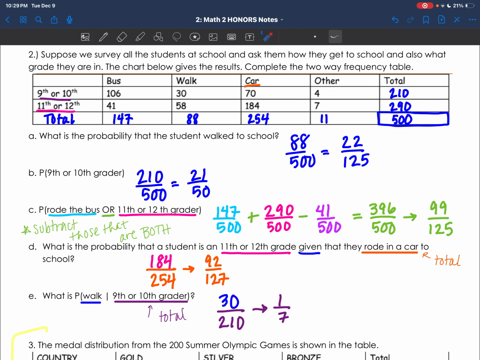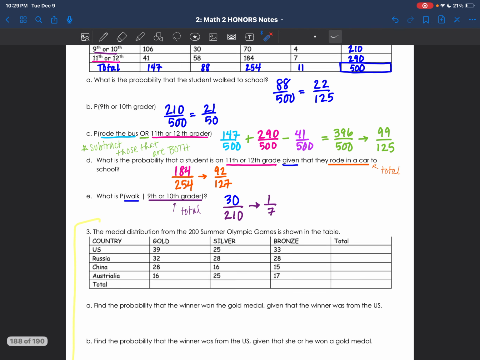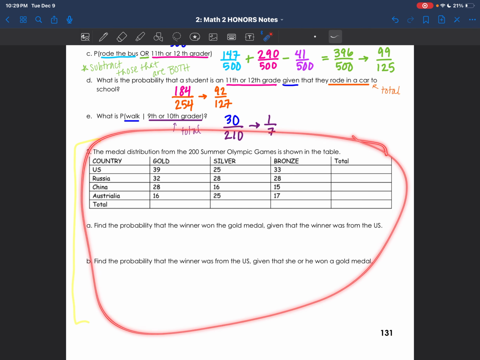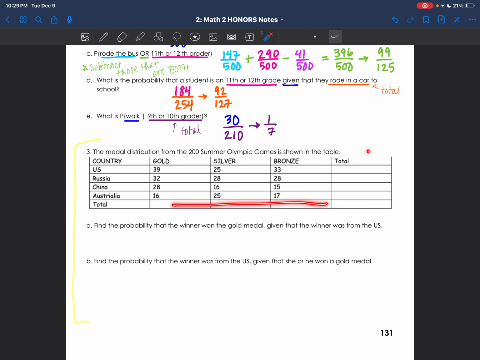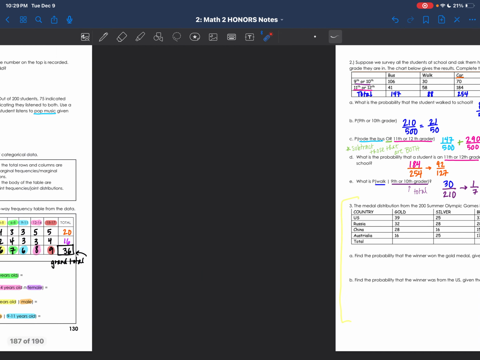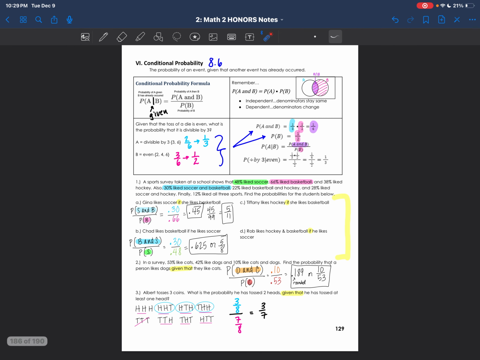So a lot of this is just making sure you're reading it carefully and then just double checking. So from that, make sure you fill out your table and then make sure you know which column you're using. All right, so what I want you to do is you're going to complete this one. Make sure you fill out your totals, and then go ahead and answer the questions, which is probabilities. All righty? And then that is conditional probability and two-way tables.